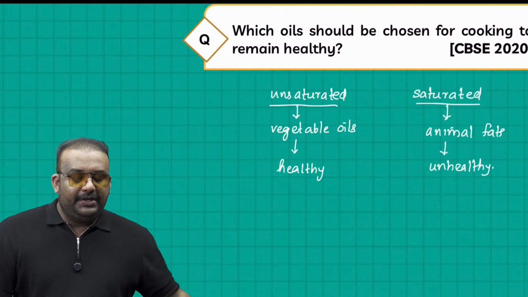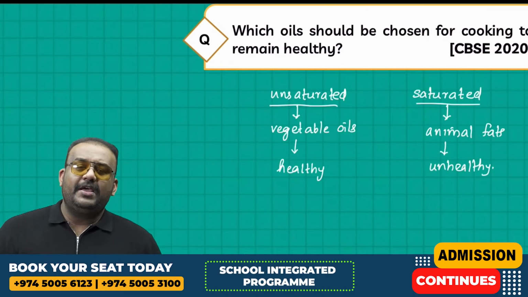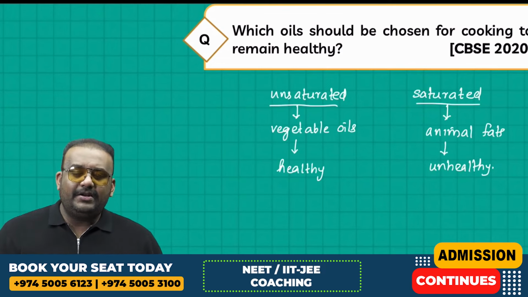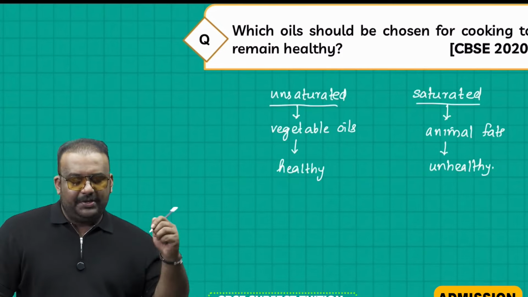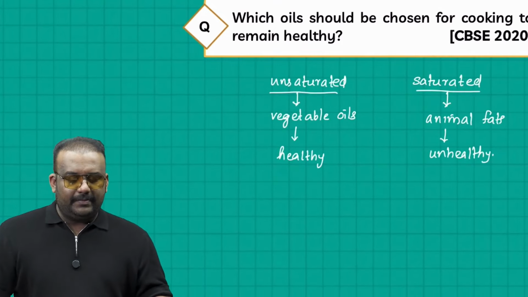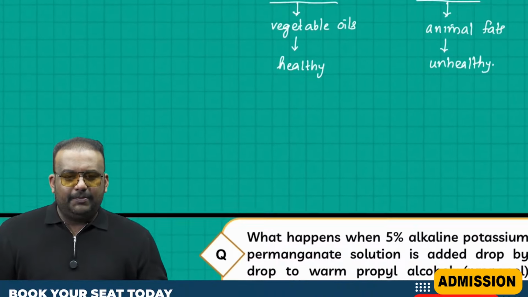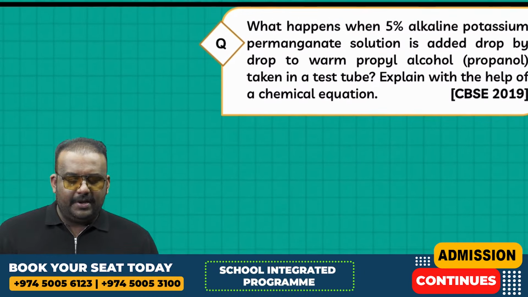So, which oil should be chosen for cooking to remain healthy? We should select those oils which contain unsaturated hydrocarbon chains in them. Hope you understood the point. It's clear? Let's move on to the next question.